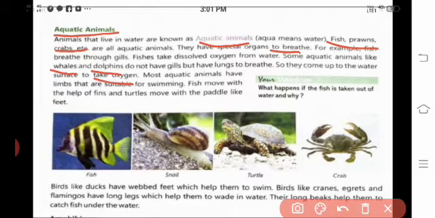Most aquatic animals have limbs that are suitable for swimming. Fish move with the help of fins and turtles move with paddle-like feet. In this picture you see fish, snail, turtle and crab. Birds like ducks have webbed feet which help them to swim. Birds like cranes, egrets and flamingos have long legs which help them to wade in water. Their long beaks help them to catch fish under the water.